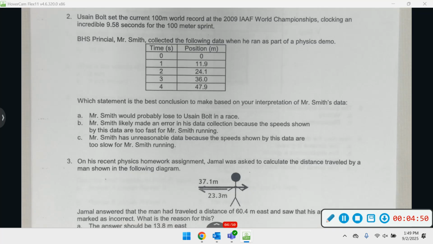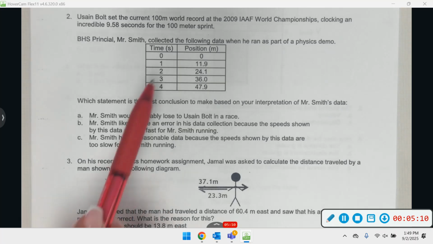Number 2 says Usain Bolt set the current 100-meter world record at the 2009 IAAF World Championships, clocking an incredible 9.58 seconds for the 100-meter sprint. VHS principal Mr. Smith, he was last year, so technically this should say Mr. Dixon, collected the following data when he ran as part of a physics demo.